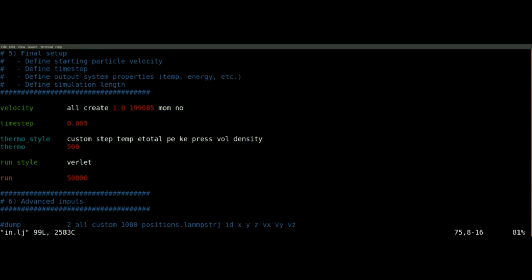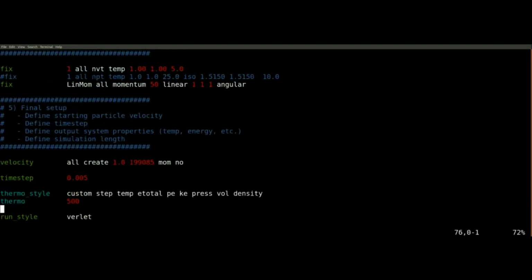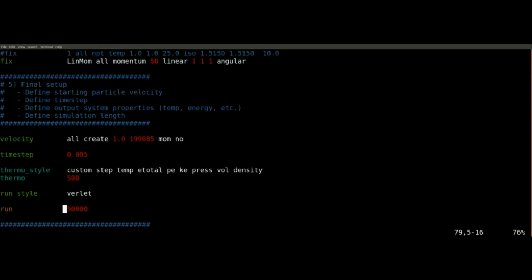So those two commands are just saying these are the overall average properties that I want LAMMPS to output. And finally, run_style verlet, that is to enforce, rather than LAMMPS using the velocity Verlet that it would otherwise, that LAMMPS uses the Verlet algorithm, rather than the one before. And finally, we get to the run command, and the run command tells LAMMPS, please run this for 50,000 steps.